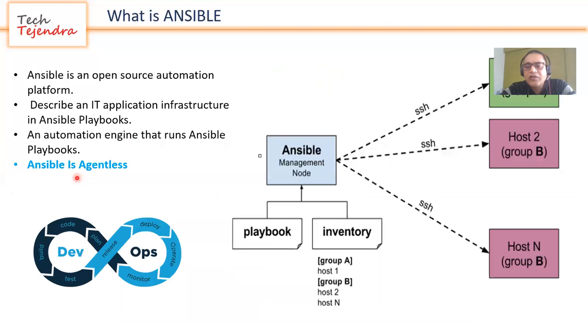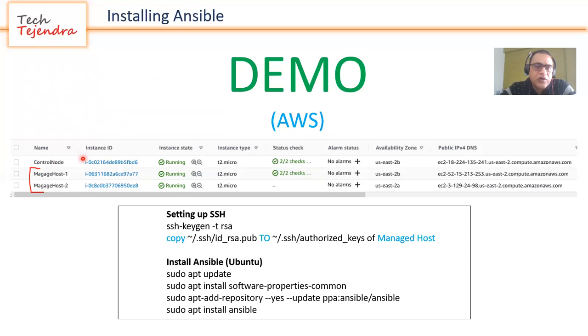If I go to the previous slide, this machine is the control node in which we will keep the playbook as well as the inventory. The machines where we need to change the infrastructure, where we need to automate the infrastructure, are called the managed hosts. So you can see I have one control node configured and 2 managed hosts configured.